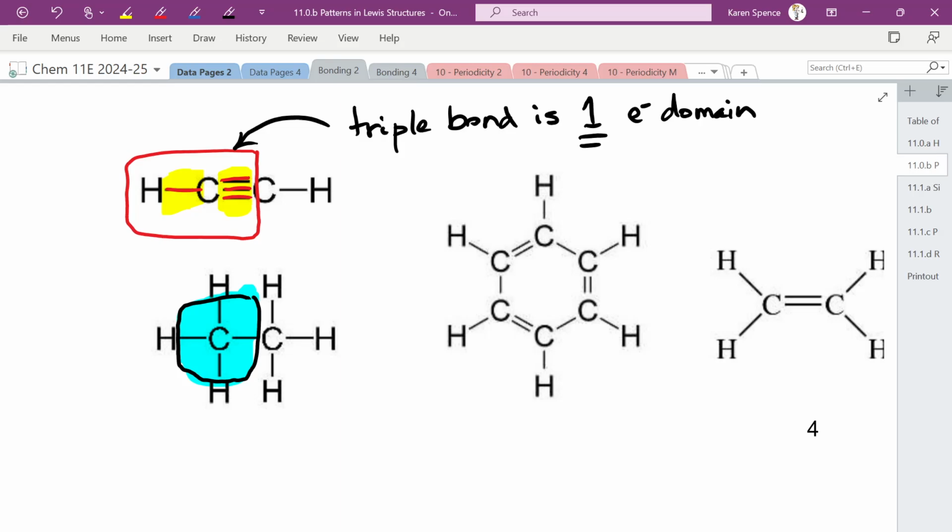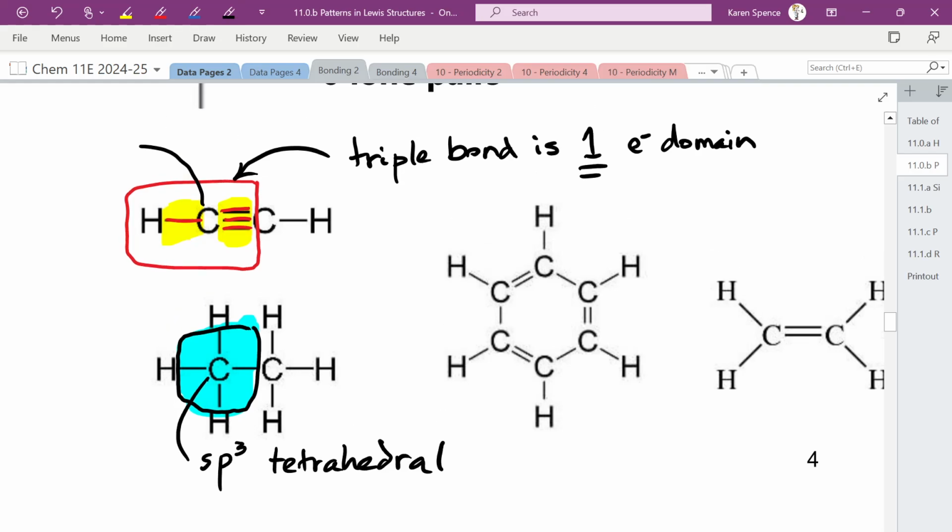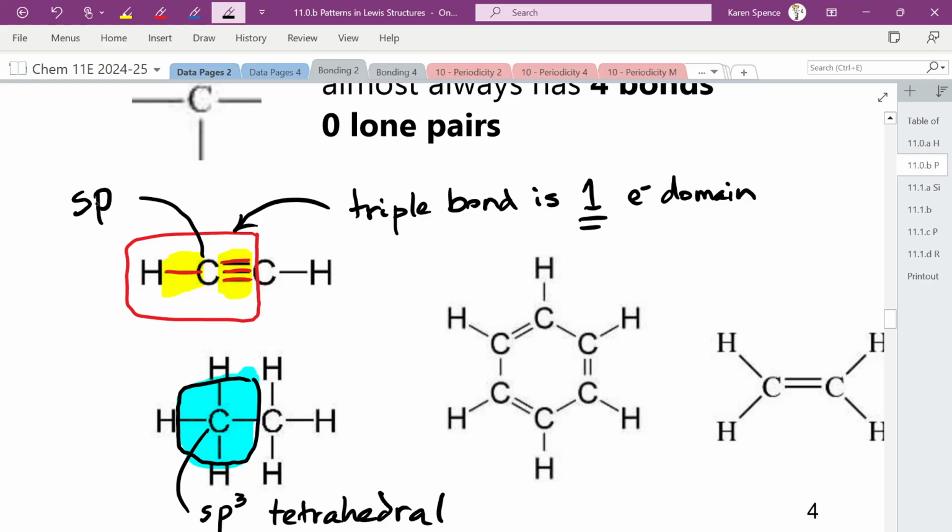What shape is this? Linear. sp is linear. So if something is sp hybridized, it is linear. So this guy here is sp3, tetrahedral. This guy here is sp, linear.